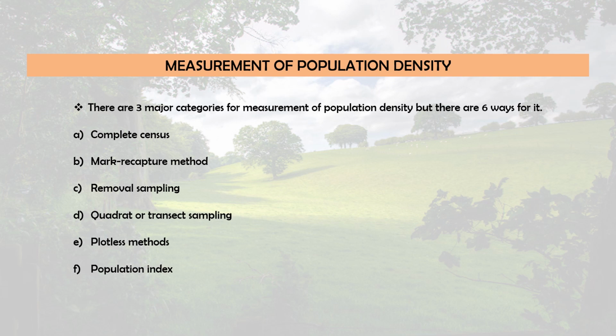And the last one is population index, where here actually we can measure the population density through indirect evidences or methods. This method does not rely on directly seeing or hearing the animal, but by merely noting some signs that tell us that the animal has been there in that area.